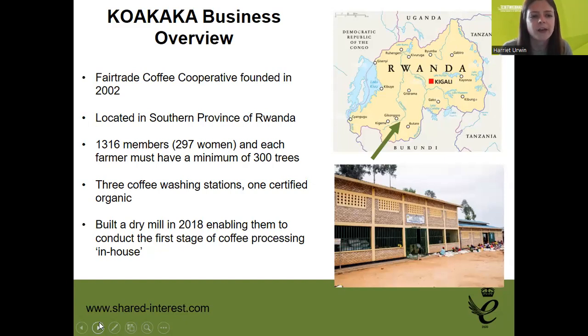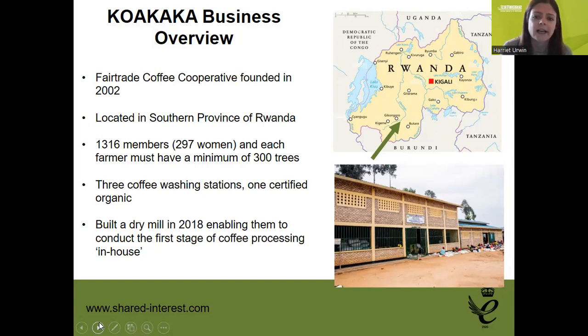So they are a fair trade certified cooperative founded in 2002. They are located in the southern province of Rwanda, which is around 150 kilometers from the capital, Kigali. So when they started, they began with 867 farmers, and they've now increased to 1,316 members. 297 of these are women. And to be part of this organization, each farmer must have a minimum of 300 coffee trees.